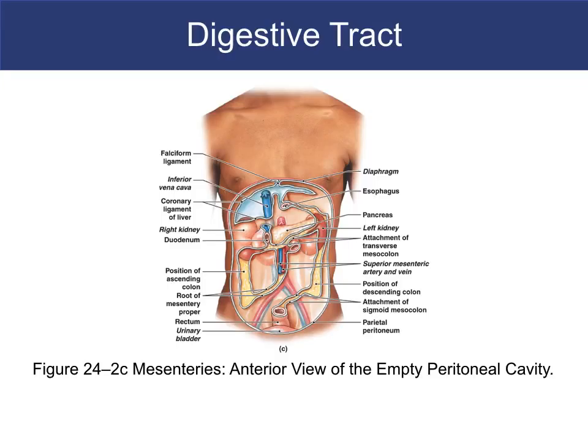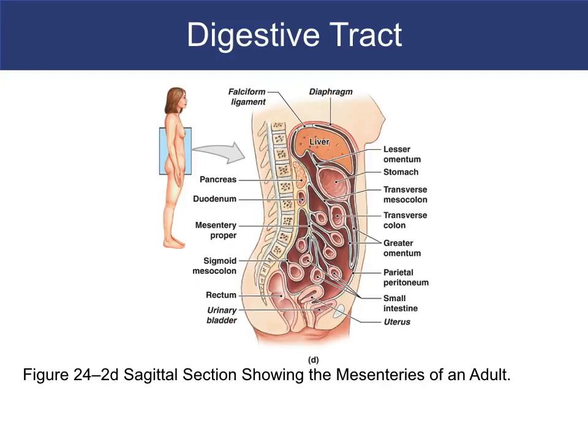That accounts for an occasional problem with what's called the sigmoid volvulus, where the sigmoid kind of lifts up in here and twists on itself. And that's because it is kind of loose, and when it twists like that, it doesn't get blood supply, and nothing can get through it, so the patient has a bowel obstruction and gets an operation generally.